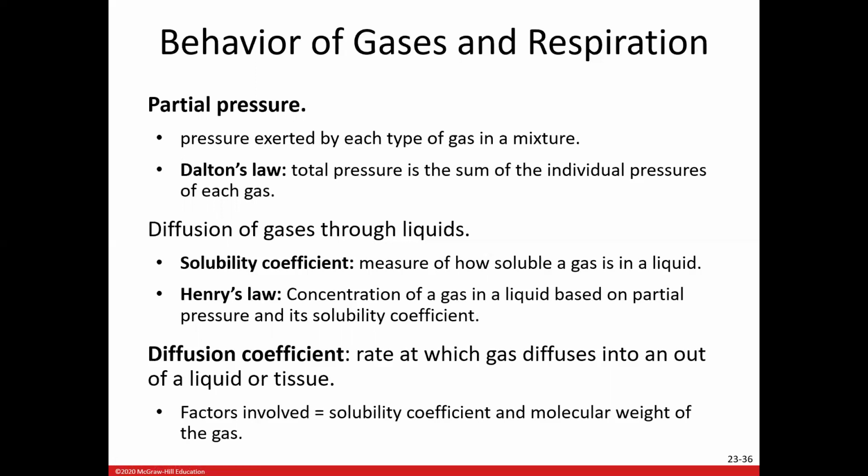So let's say I have a jar that contains oxygen, carbon dioxide, and nitrogen, all in this jar. Partial pressure is just how much pressure does that oxygen contribute, how much pressure does that carbon dioxide contribute, and how much pressure does that nitrogen contribute. The oxygen will have a partial pressure, the carbon dioxide will have a partial pressure, the nitrogen will have a partial pressure. All of those will add up to the total pressure. So it's just a slice of the pressure pie, if you will.